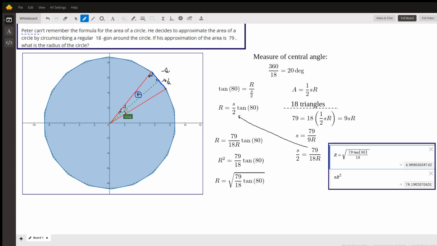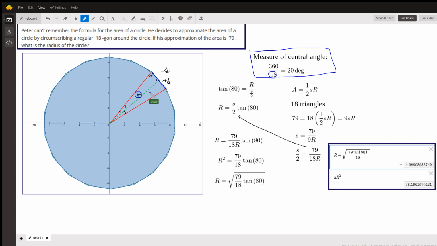Now, the central angle formed by drawing segments from the center to two consecutive vertices of the polygon, that central angle is 20 degrees, because there's 360 degrees around the circle, but there's 18 of these central angles. So each of these central angles is 20, but this radius or apothem bisects that angle. So we've got a right triangle that's got 10 degrees and 80 degrees acute angles.